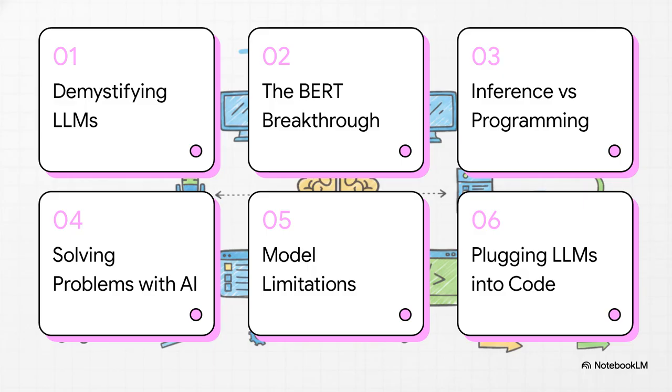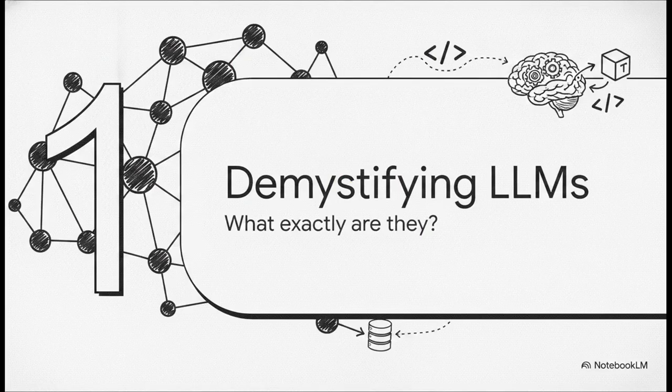First, demystifying large language models. Then, the BERT breakthrough. After that, inference versus traditional programming. Solving problems with LLMs, understanding model limitations, and finally, plugging LLMs into code. Section 1. Demystifying large language models.